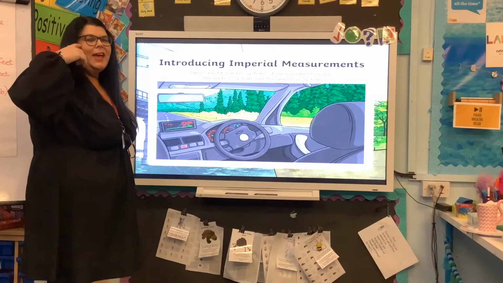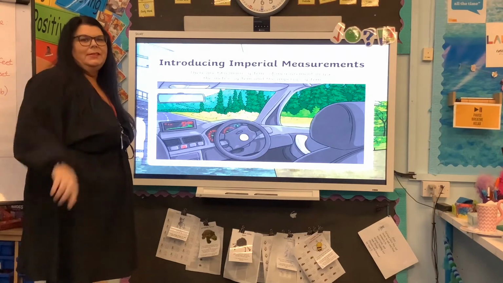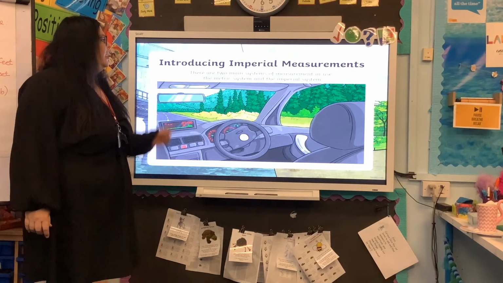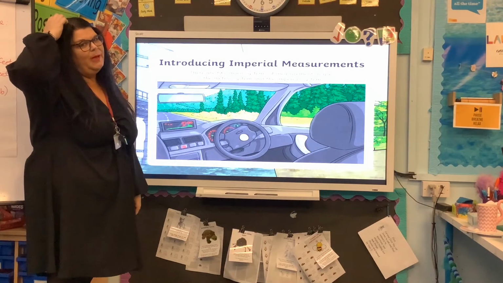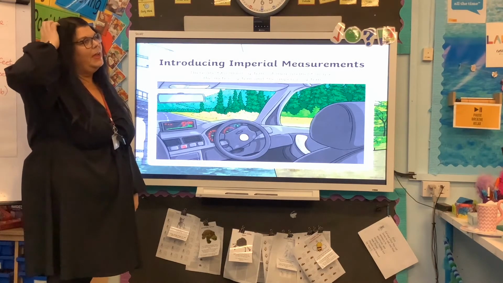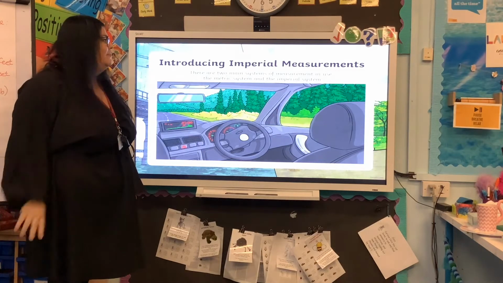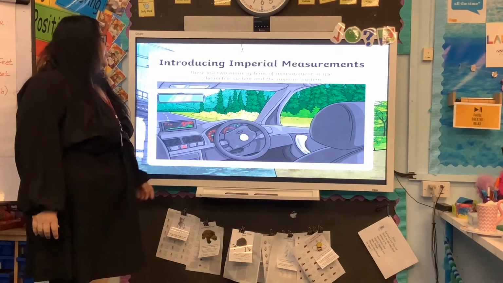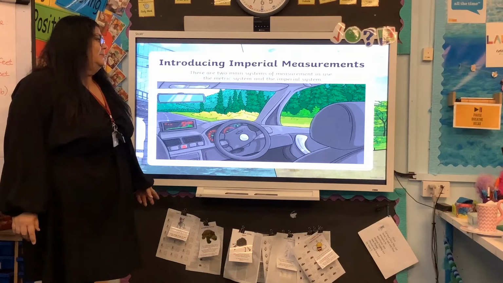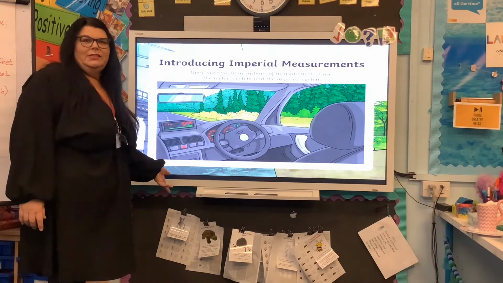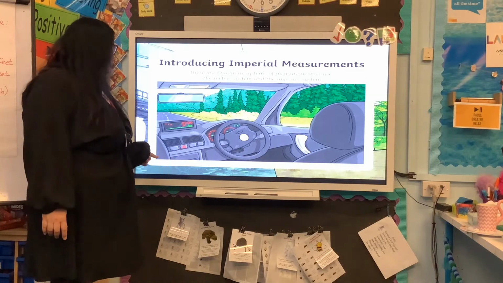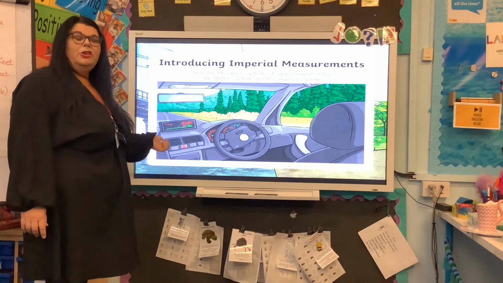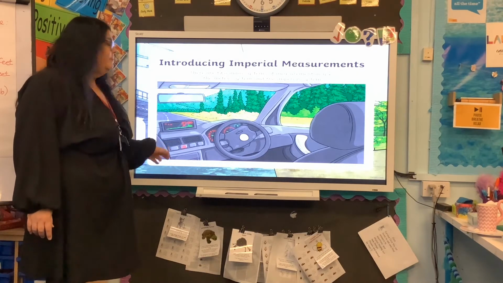Hi year 5, so carrying on from our measurement lesson yesterday, we now need to think about imperial measurements. Now this might be something that your parents or carers can help you with because they may know these things. So there are two main systems of measurement to use. The metric system, which is what we've been using, centimetres and metres, grams and kilograms, but there's some other words as well. You might have put some of these on your mind map.